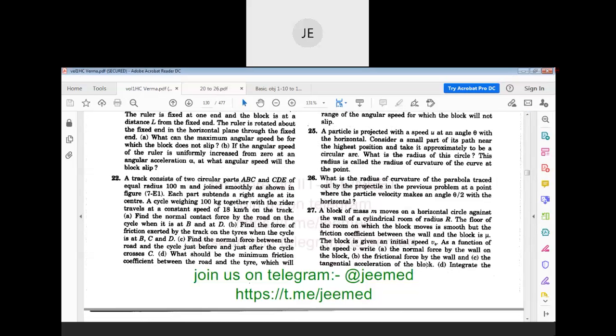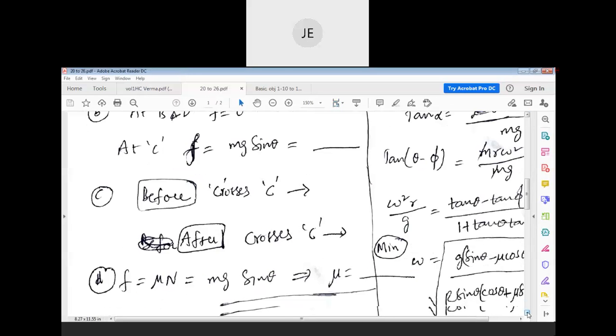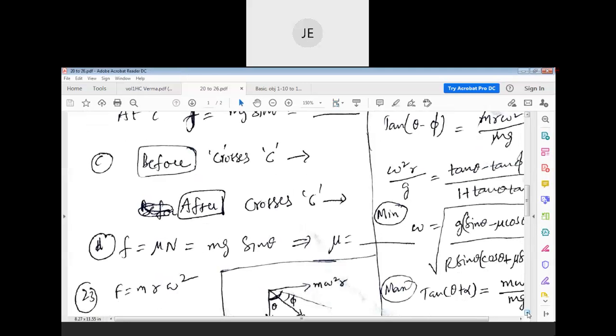Frictional force F is equal to mg sin theta, and that you equate with mu N and find out the mu value. That gives you the answer. Next question.